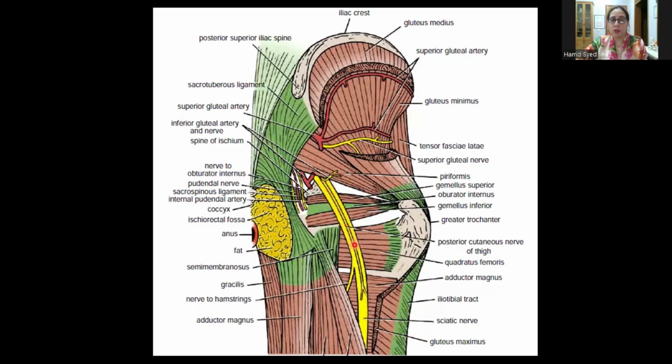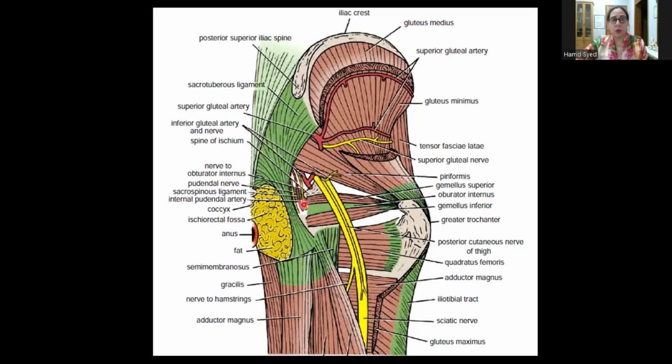Along with it is the posterior cutaneous nerve of the thigh. And you can also see the inferior gluteal nerve and vessels, as well as the internal pudendal nerve and vessels. And also you can see the pudendal nerve and internal pudendal vessels. So these are the structures which are passing through the greater sciatic foramen below piriformis.